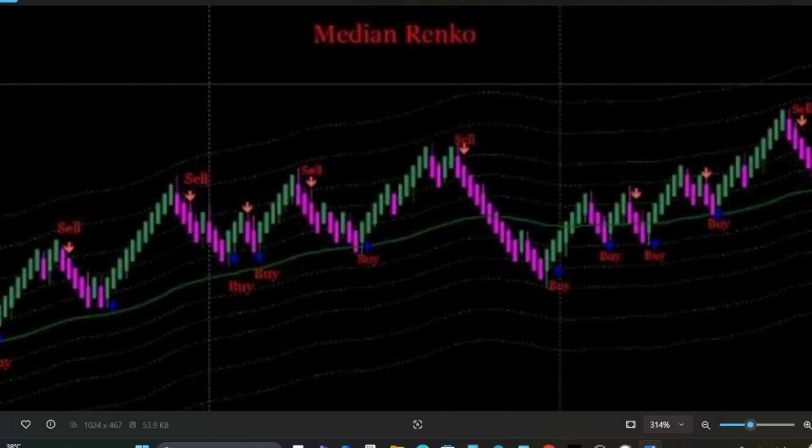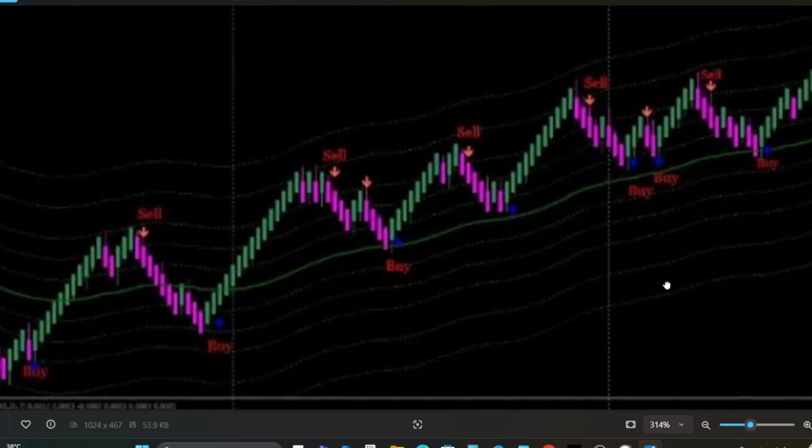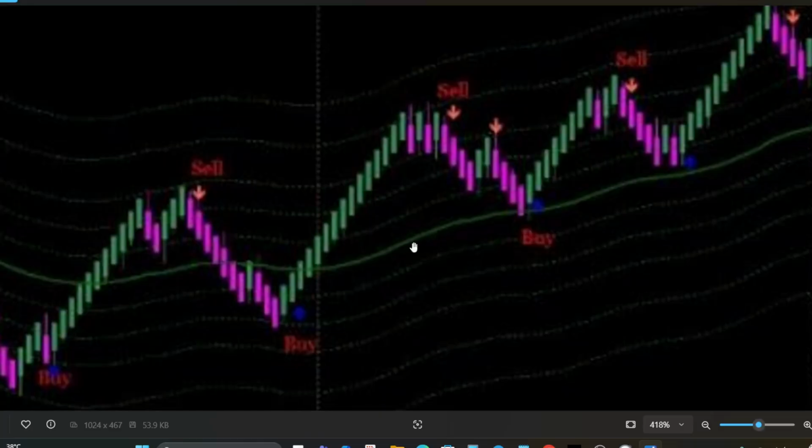The great thing about these bars is their simplicity. Because of how they are calculated, you are going to see fewer bars on your chart compared to traditional candlesticks. This makes it easier to identify trends. In an uptrend, you will see a series of consecutive green bars.